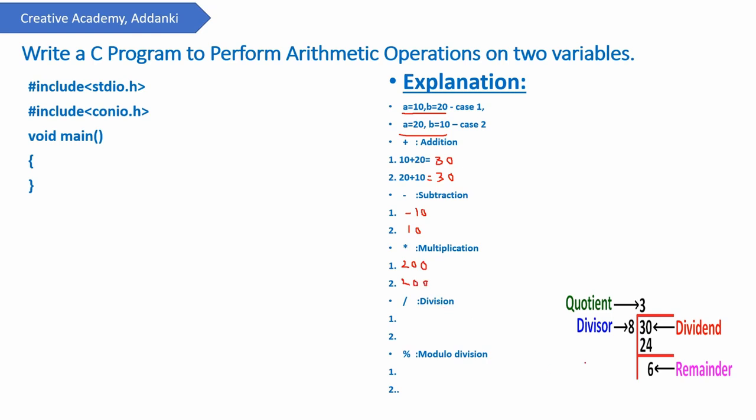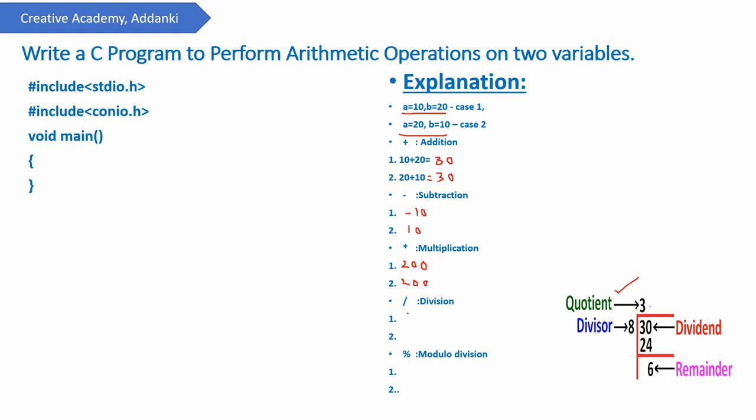But in division, I am considering an example here. In integer division, only the quotient will be considered. The decimal points will not be considered in integer division. Generally, we will have some decimal points also when we divide 30 by 8. So 8 is called the divisor, 30 is called the dividend, and 3 is the quotient here because 8 3s are 24.